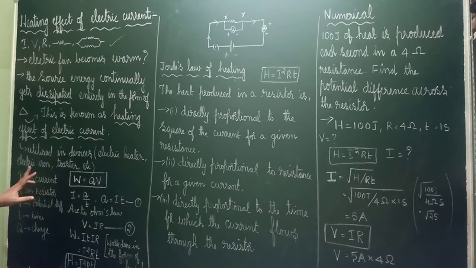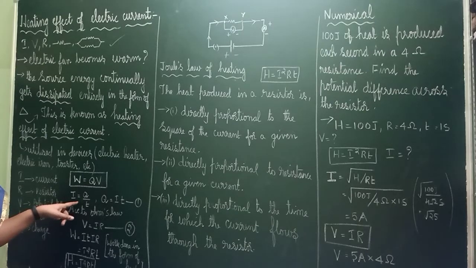We know that I means current, R is resistor, V is potential difference, T is time, Q is charge and all. Here W is equal to QV. What is W? The work done. We know I is equal to Q by T. We have studied what is Q, no? Charge. So I is equal to Q by T, or Q is equal to IT. This is the first equation.